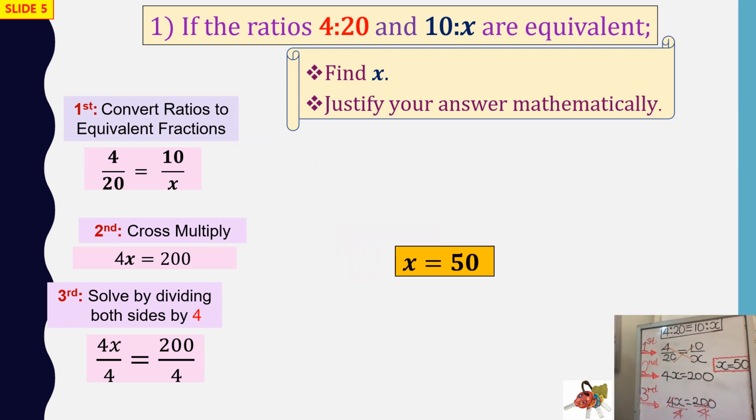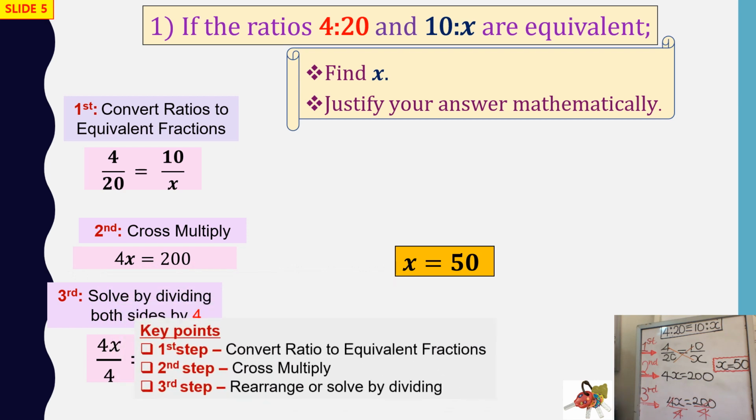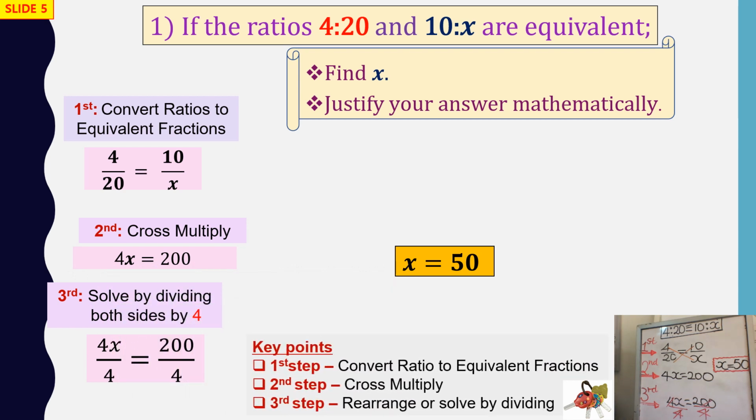Now, if you've got x equals 50, well done to you. It is important that you remember the 3 key points at the bottom of the slide. So if you can take a minute or so and copy these and highlight them and try to use them whenever you're confronted with equivalent ratio problems.